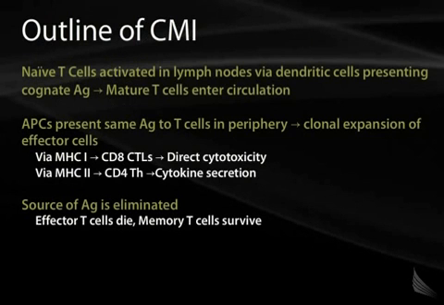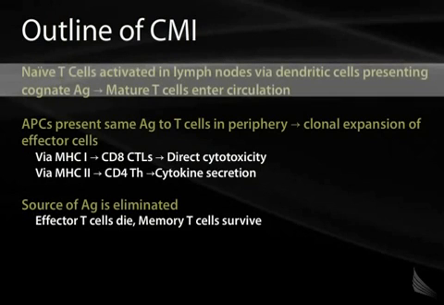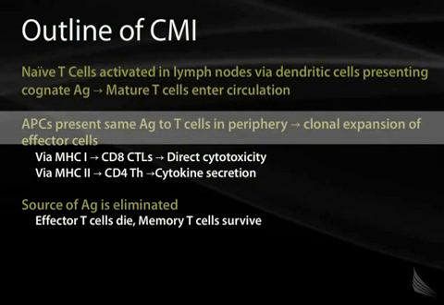Here is an overview of how this branch works. We have naive T cells that are activated in the lymph nodes by dendritic cells or other APCs presenting the cognate antigen. Remember that the T cells have to see this antigen or peptide presented in the context of MHC in order to respond. If it's specific and they have the right MHC, then they become mature T cells and enter the circulation.